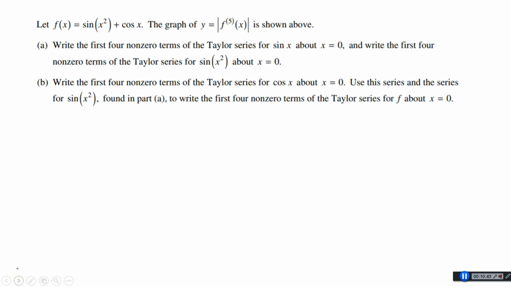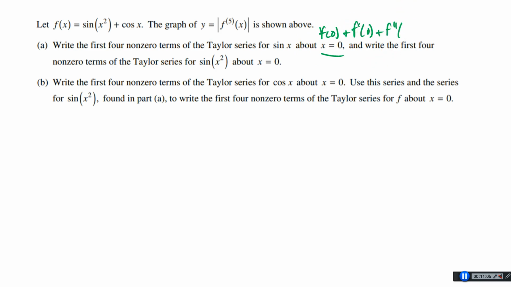One to go. Sine x squared plus cosine x. Looks like we're going to be using building blocks here. And the graph of the fifth derivative is shown above. I don't have that on this page because it's not going to be important for this part of the problem. So first they want us to write the first 4 non-zero terms of the Taylor series. So first let's remember what Taylor series is. They want it centered at x equals 0, so it's going to be f of 0 plus f prime of 0 plus f double prime.